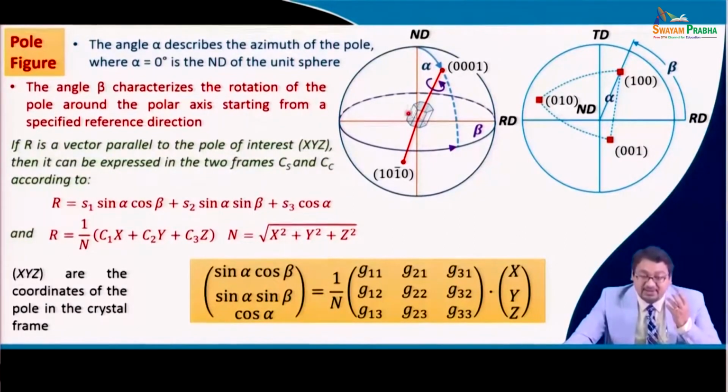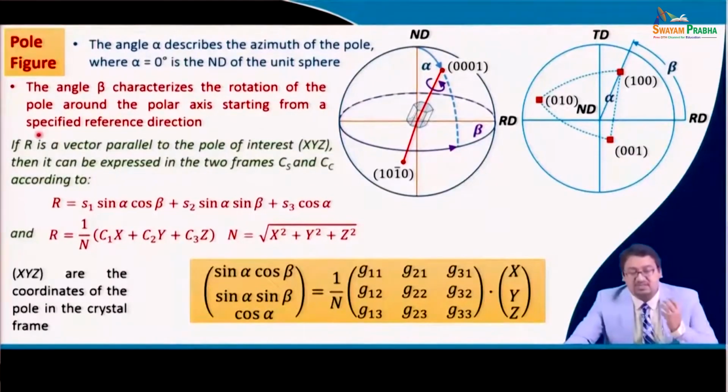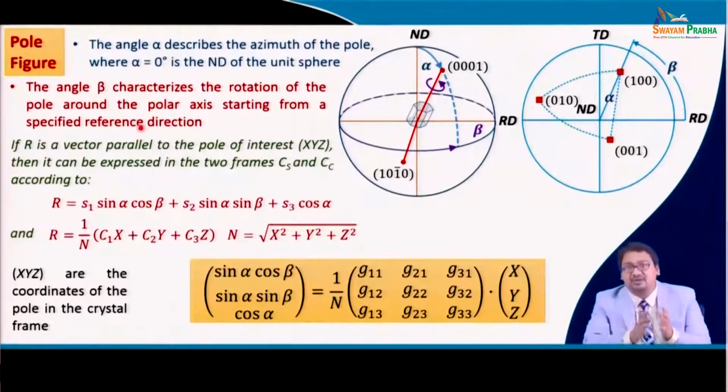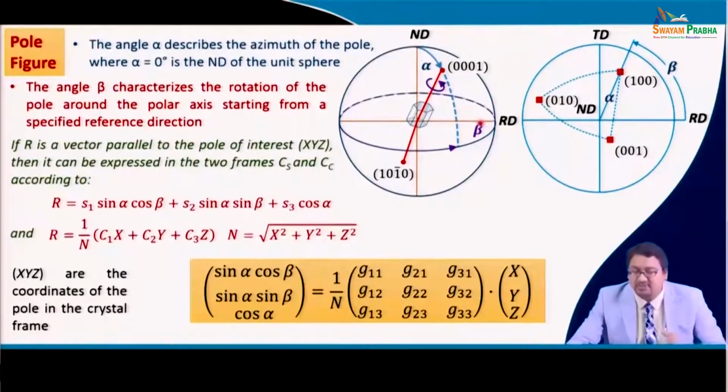At ND, or at the north pole, alpha is basically 0 for this unit sphere. Say that the angle beta is basically the rotation of the pole about the RD. So the angle beta characterizes the rotation of the pole around this north pole, which is the polar axis, starting from the specified reference direction, that is an important reference direction, which is basically RD. RD is the most important reference direction, and the angle beta can be given by this.